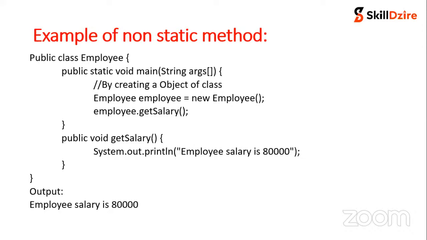And we have taken one non-static method. What is that non-static method? This public void getSalary. Here we have not written static or any special keyword. We just have written a simple method, public void getSalary, and in the body we have written some code to get the salary and display the salary. So this is how we can write a non-static method.